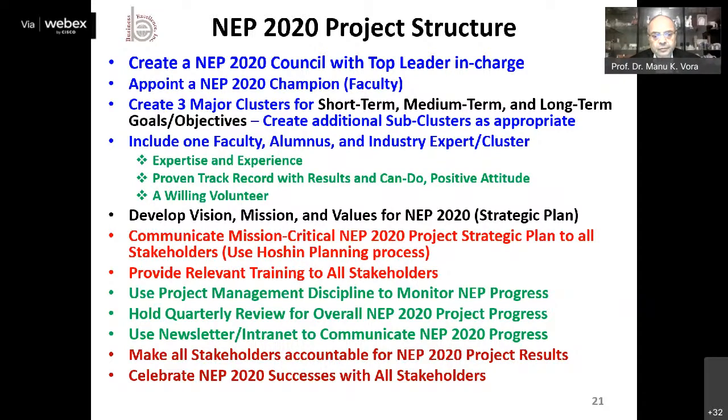Now, we already talked about the importance of project management, so we can use that as a discipline to monitor the progress of NEP 2020 by holding quarterly reviews for all NEP 2020 project progress, and use the newsletter and internet to communicate the progress on the implementation. And it is very important to make all the stakeholders accountable for delivering the results for NEP 2020 and celebrate NEP 2020 successes with all stakeholders. So having this simple but solid project structure will give you a roadmap for how to go about completing your NEP 2020 implementation from now until the next 15 years, 2035, when we need to finish that.